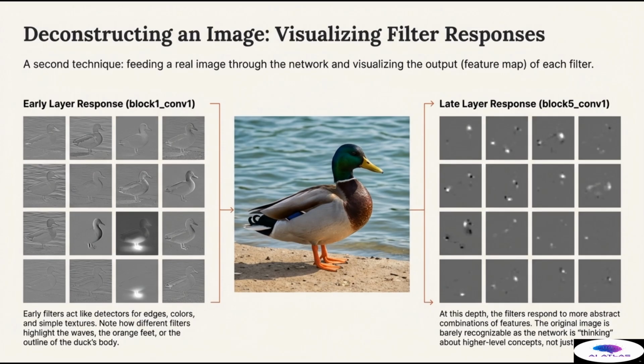Now, look at the late layer response from Block 5 Conv1 on the right. At this deep level, the filters respond to much more abstract combinations of features. The original image is barely recognizable. Instead, we see scattered, intense activations where the highly complex, learned features are present. The network is no longer concerned with simple pixels or edges, but is thinking about higher-level concepts: the specific shape of the duck's head, the pattern of its feathers, or its posture. This illustrates the progressive feature extraction that allows the network to transition from a raw grid of pixels to an abstract concept ready for final classification.